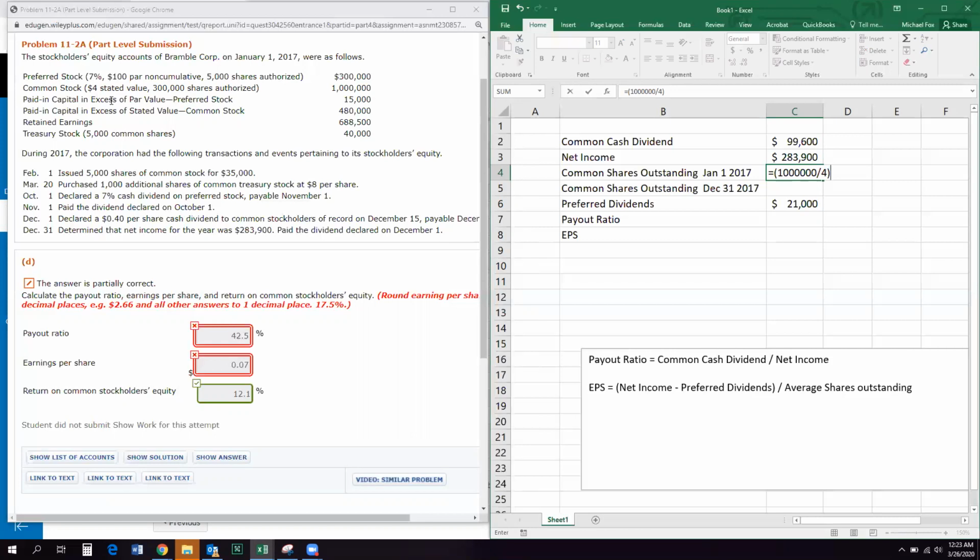And then I would subtract out any treasury stock. So there were 5,000 shares of treasury stock. So at the beginning of the year, we had 245,000 shares of common stock outstanding.